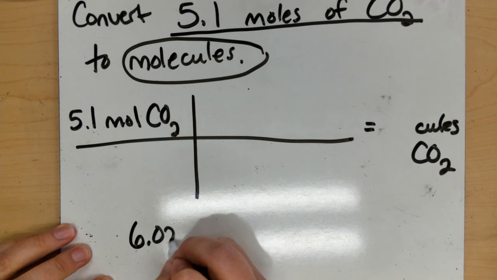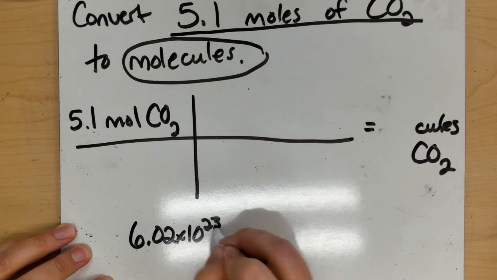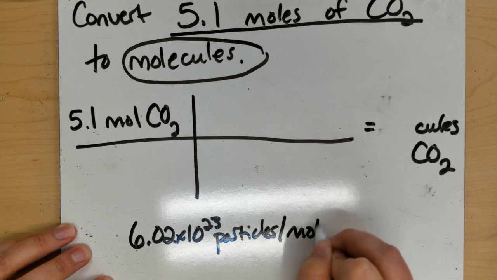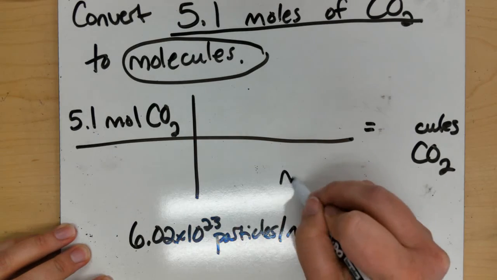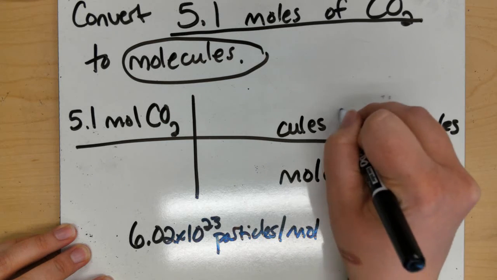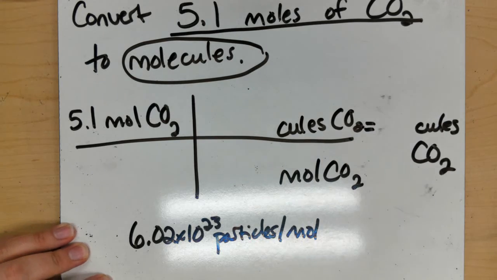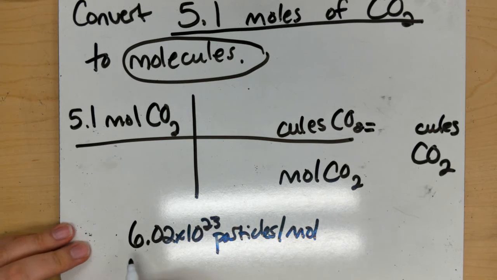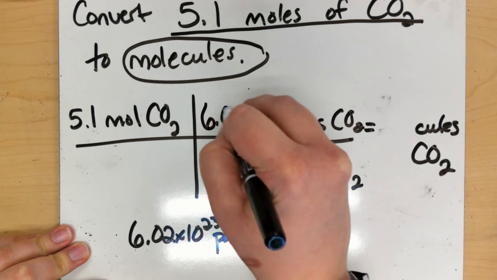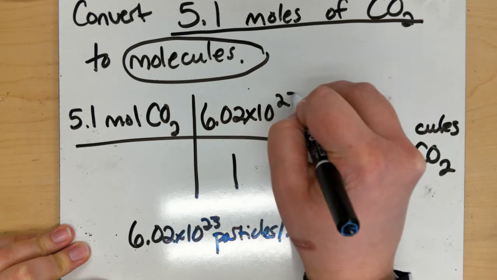So let's write our conversion down here. There are 6.02 times 10 to the 23rd particles per mole. Okay, so now I'm going to take my upstairs unit and move it down. In this case, the particle is a molecule, right, since we're talking about carbon dioxide. So that's how many particles there are in 1 mole. So for every 1 mole of CO2, there are 6.02 times 10 to the 23rd molecules.